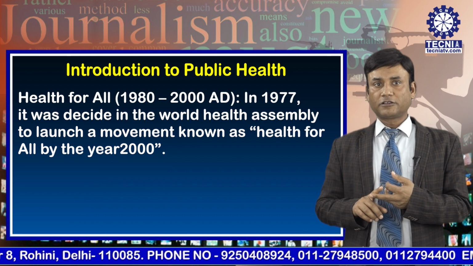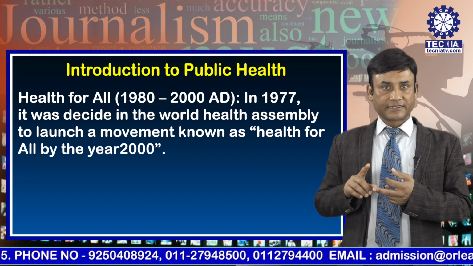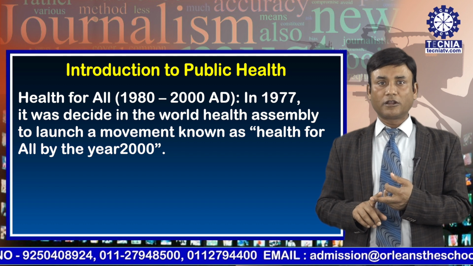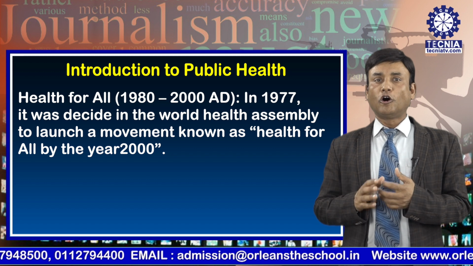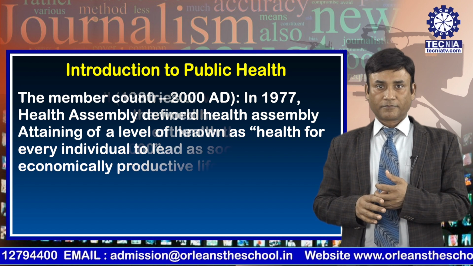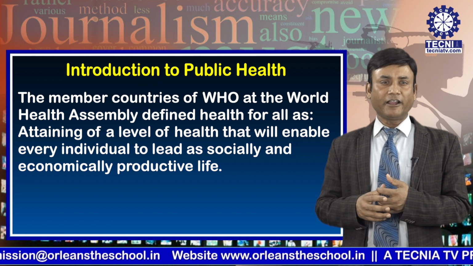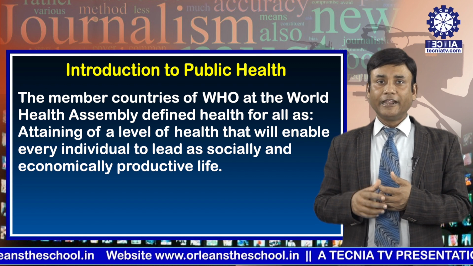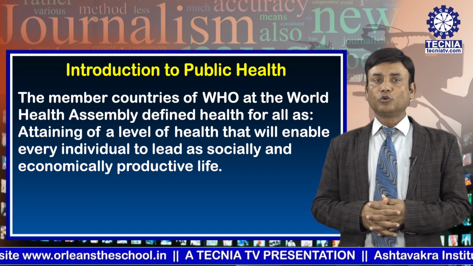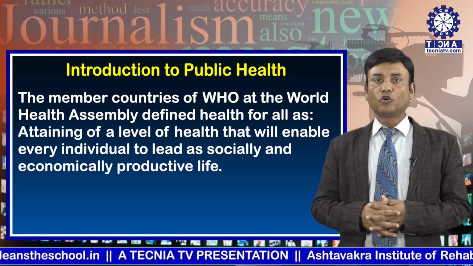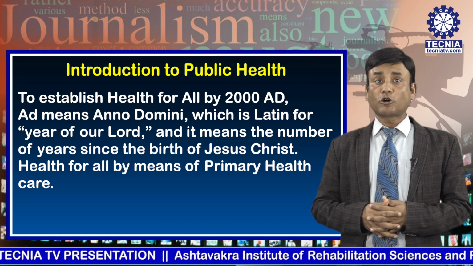And the fourth, health for all, 1980 to 2000 AD. In 1977, it was decided in the World Health Assembly to launch a movement known as Health for All by the year 2000. The member countries of WHO at the World Health Assembly defined health for all as attaining a level of health that will enable every individual to lead a socially and economically productive life, to establish health for all by 2000 AD.